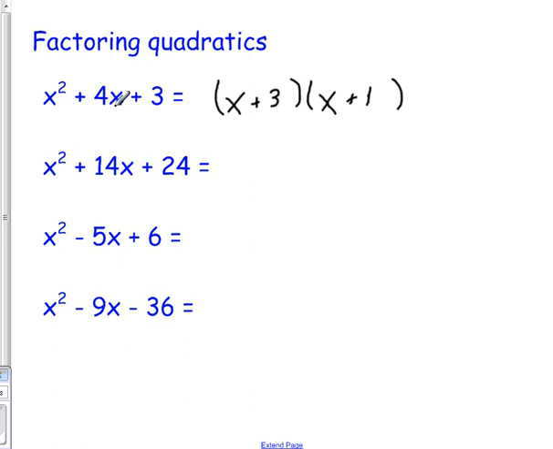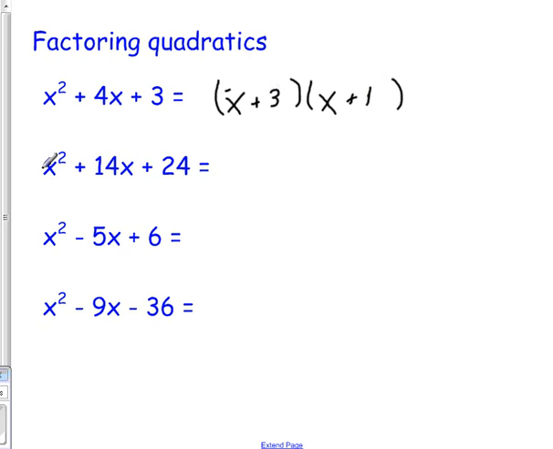Well, I know it's not going to be minus, because the middle term is going to be positive 4x. And how does that make sense? Well, if we FOIL this, x times x is going to be x squared. X times 1 is 1x. 3 times x is 3x, so 1x plus 3x, that's 4x. So the middle term kind of tells you what sign these two are going to be.